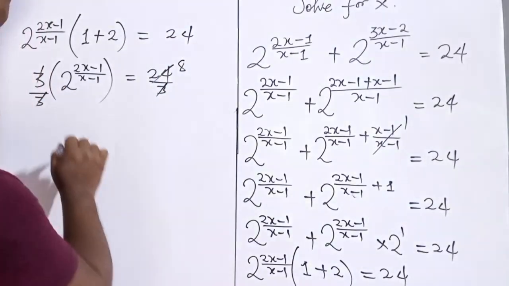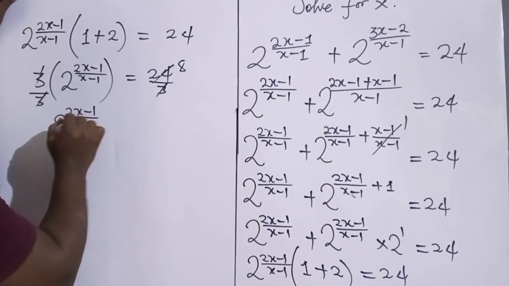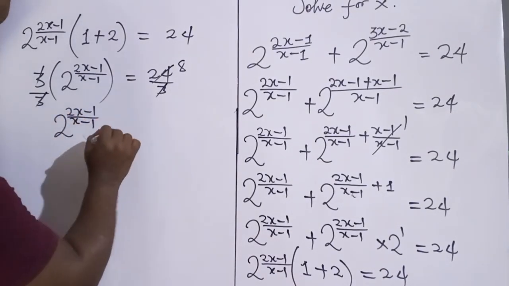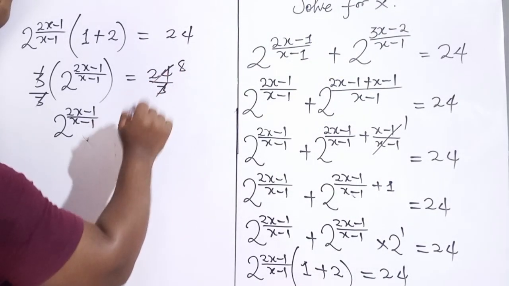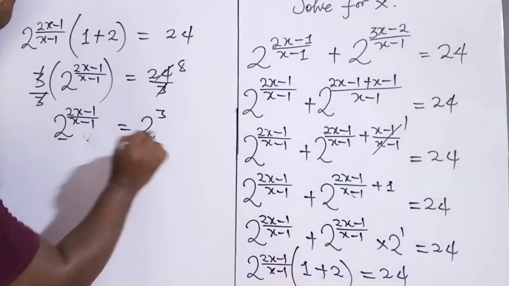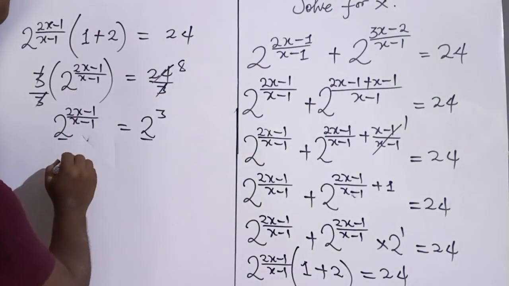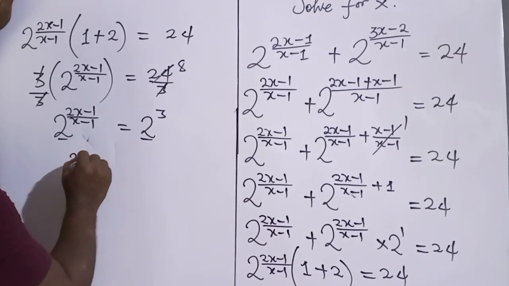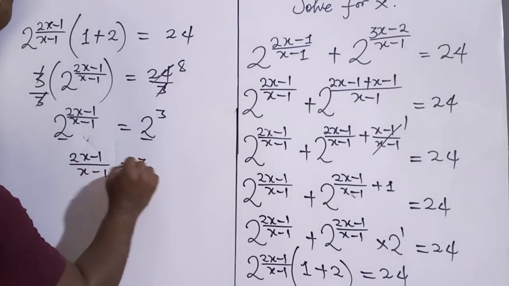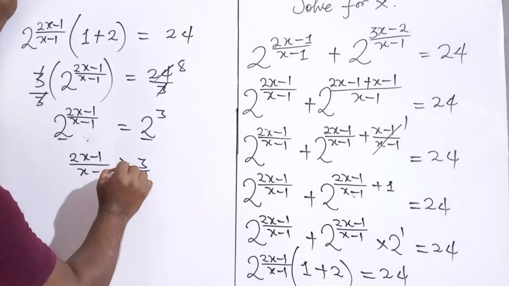I will now be having to the power of (2x minus 1) over (x minus 1) is equal to... this 8 here is now 2 to the power of 3. That is 8. So I have the same base now. What do I do? I take or equate the powers, right? I will now be having (2x minus 1) over (x minus 1) is equal to 3 over 1. What next? I'll now cross multiply.